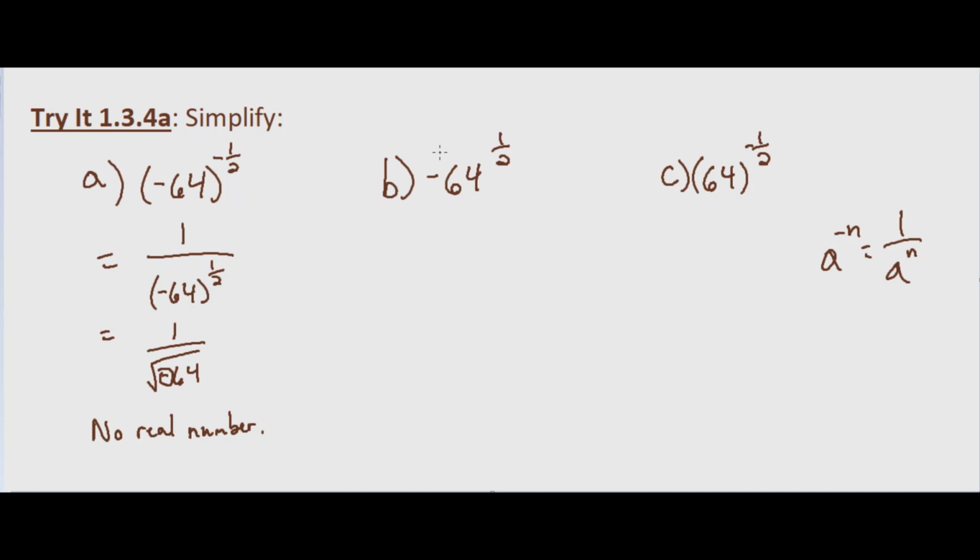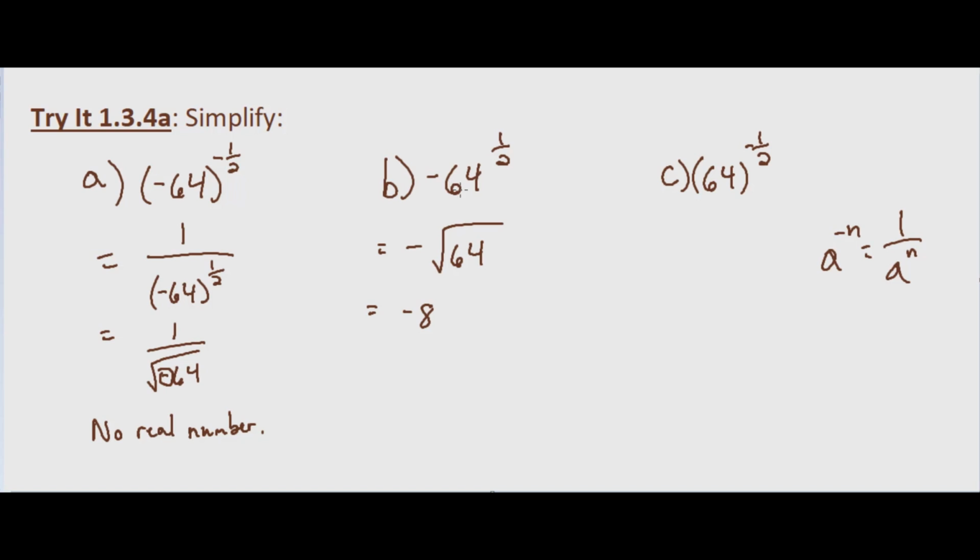Now with part B, we have what looks like the same problem, only we have negative 64 to the 1/2. The difference is this negative does not have the exponent applied to it. There's no parentheses here. So this simply equals the negative square root of 64, which equals negative 8. We could say the negative square root of 8 squared, but we should know that the square root of 64 is 8.